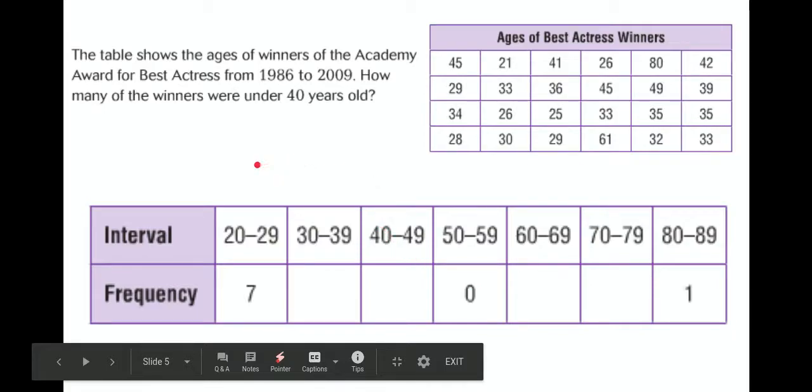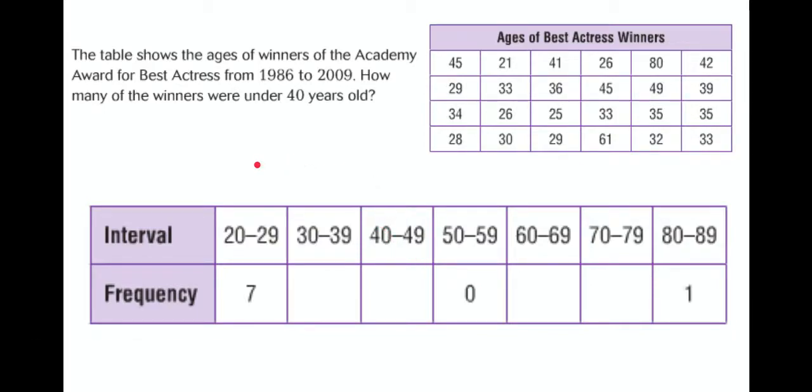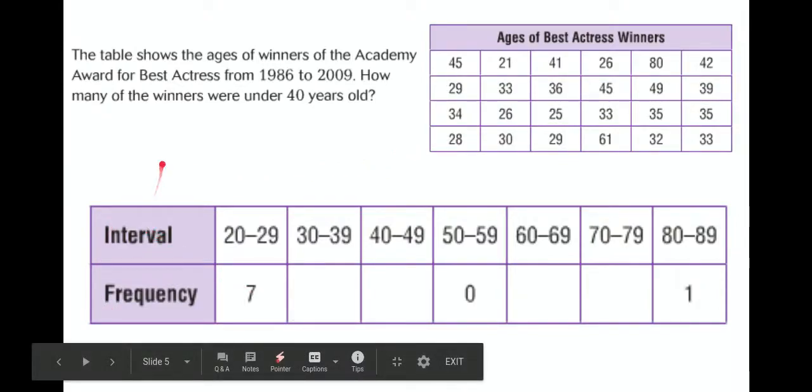First, this table here shows the ages of the Best Actress winners. So now we're talking about the women here. From 1986 to 2009, how many of the winners were under 40 years old? So I don't need you to make this table, but I do need you to make this table. This is called a frequency table.